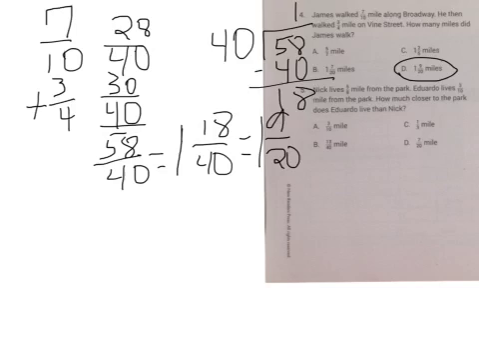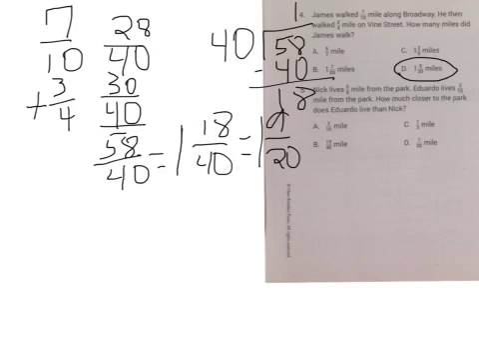Okay, so let's look at number 5. Number 5 reads, Nick lives 5/8 of a mile from the park. Eduardo lives 3/10 of a mile from the park. How much closer to the park does Eduardo live than Nick? When they say how much closer to the park does Eduardo live than Nick, we know we're going to subtract. So let's go ahead and subtract our problem.